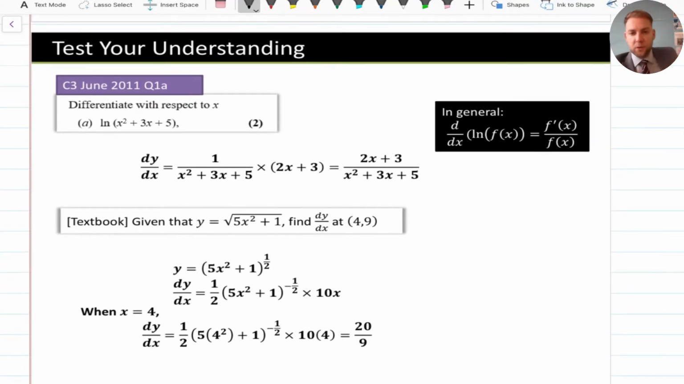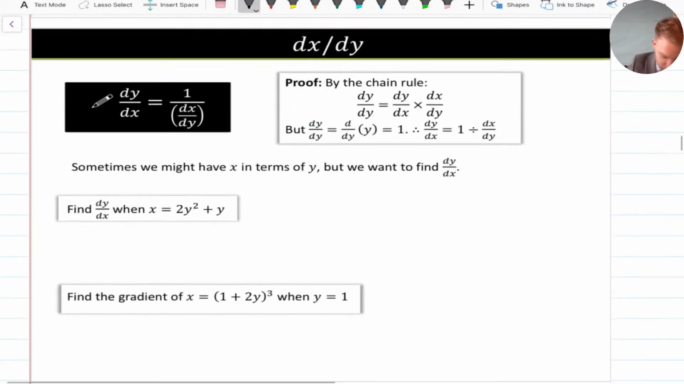Pop your hands up if you're happy with all those. I quite like the chain rule. I think I do quite like these. I think it's kind of nice to see that logical approach to it, and you'll start to see these more and more. Okay. All right.